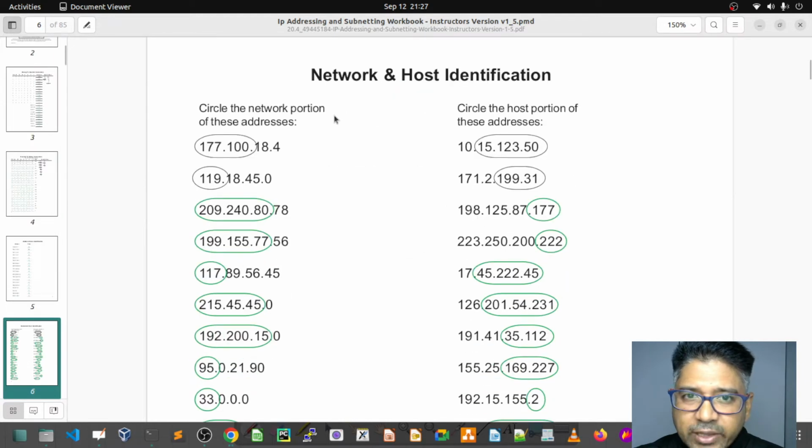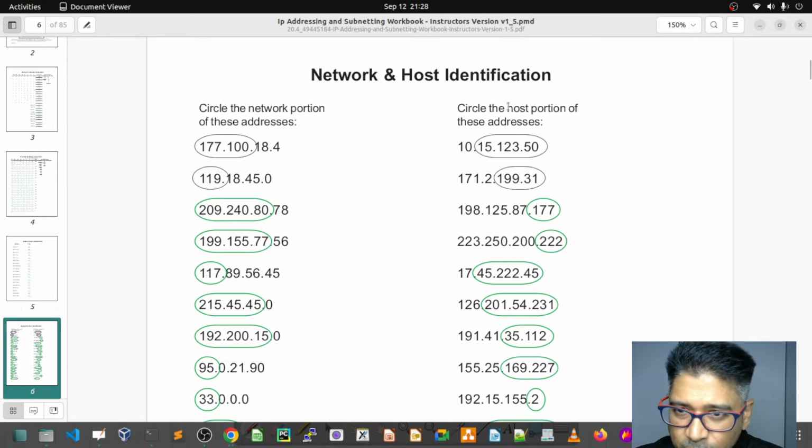Okay, next we have network host identification. Here you have to circle the network portion of the address. Just look at the network address and circle it. By looking at the IP, what class is this? 177 is class B, so two octets are going to be the network. Next, 119.18.45 belongs to class A, so only one octet belongs to the network.